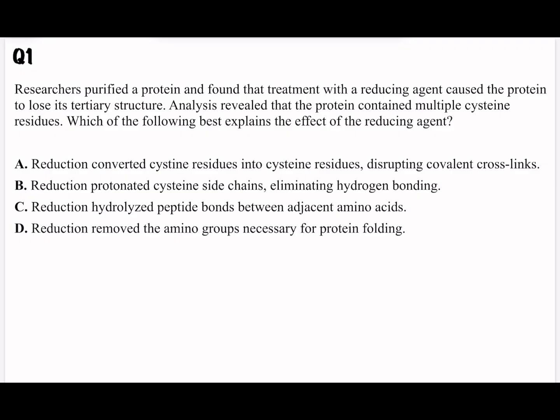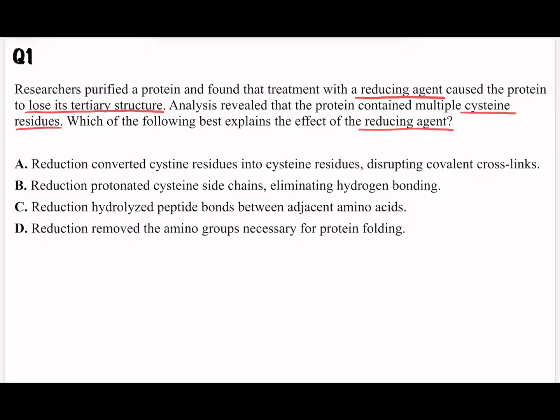So question one reads, researchers purified a protein and found that treatment with a reducing agent caused the protein to lose its tertiary structure. So one thing that sticks out right off the bat is that they used a reducing agent and we're losing tertiary structure, which means some sort of bonds are being broken. Analysis revealed that the protein contained multiple cysteine residues. Okay. Which of the following best explains the effect of the reducing agent?